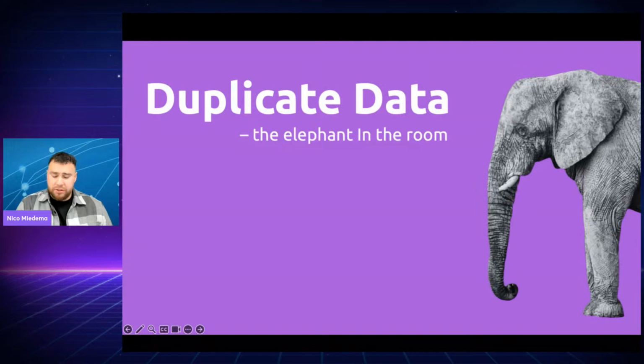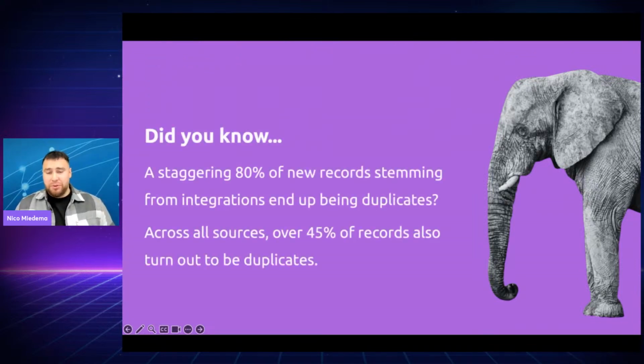Actually, based on a study we ran, we have what we call fun facts, might not be the correct word, but a scary fact, let's say, is that a staggering 80% of new records that come in from integrations end up being duplicates. So that's quite a lot. If you're using a lot of integrations, imagine the volume of records that you are bringing in. There are duplicates, something that already exists in your database. And if we look at a broader spectrum, over 45% are duplicates when we look at all different sources. So it's still quite a lot. Half of the data you're collecting is nearly a duplicate of what's in your database.